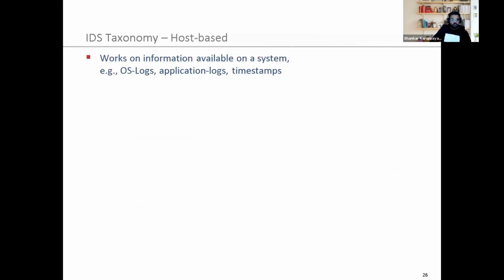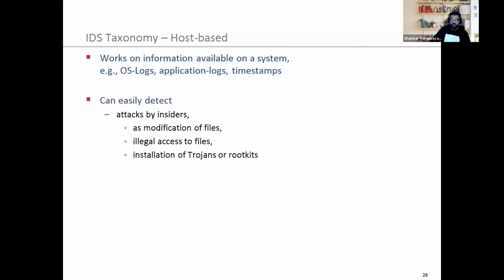Okay, so for host-based systems, it works on information that is available on a system. For example, you have OS logs, application logs, and timestamps. And these can easily detect attacks by insiders, like modification of files, illegal access to files, installation of Trojans and rootkits. For example, if you have a company policy that says none of the Office documents should be transferred or copied into an external storage device, this can be used to monitor this behavior.